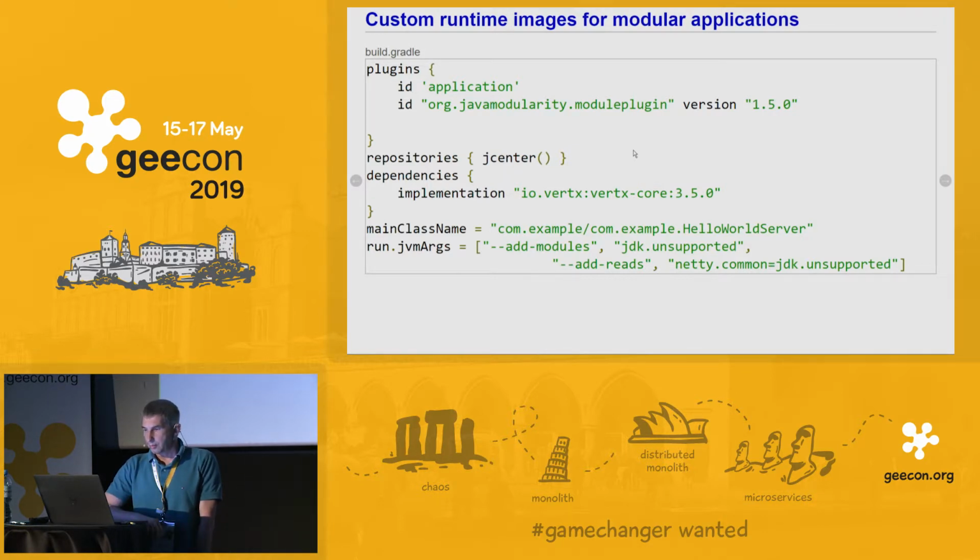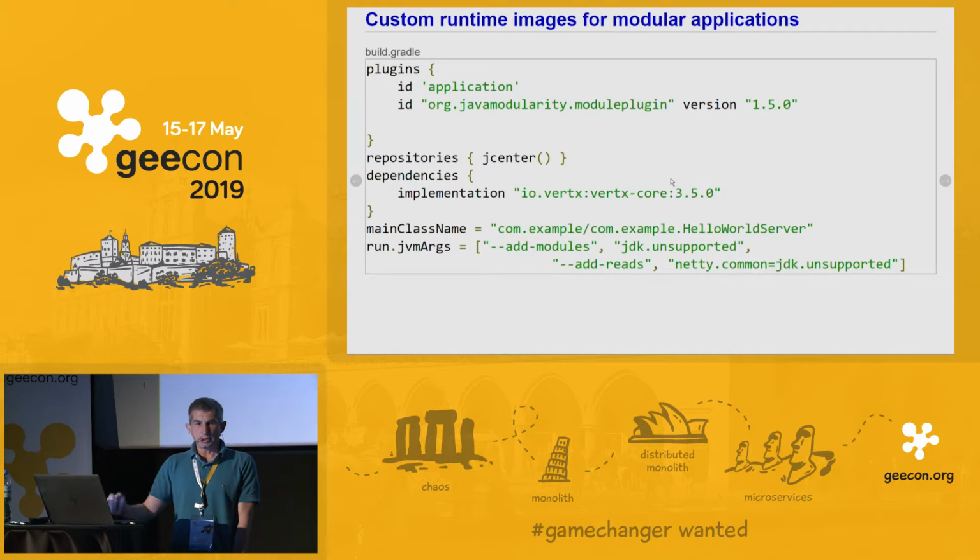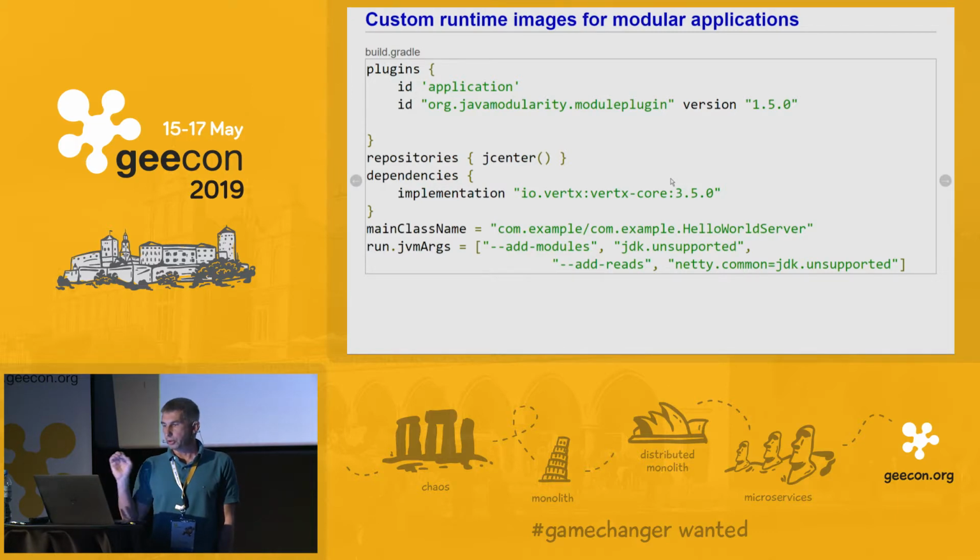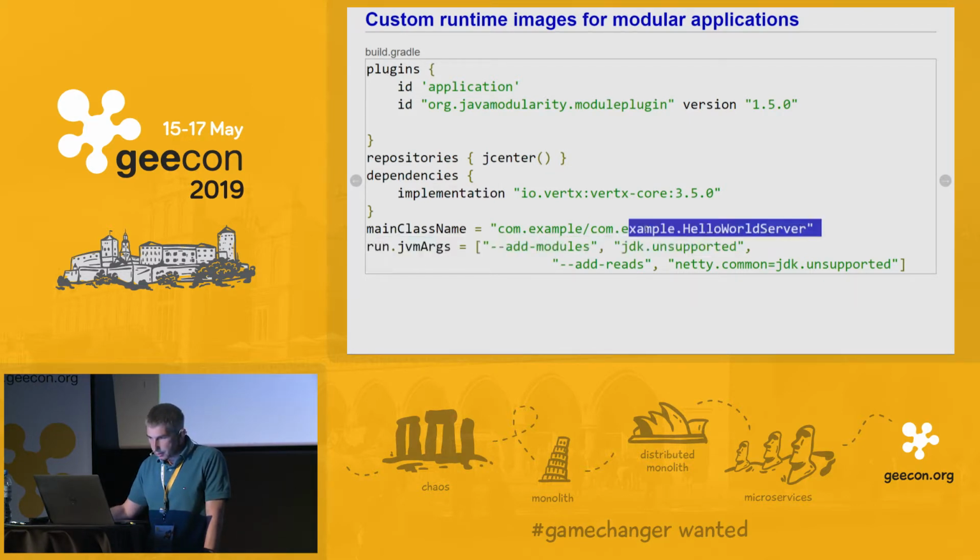We build everything again with Gradle, and this is our Gradle build script. Here we only have this dependency on Vert.x core, but Vert.x core has its own dependencies. So the dependency graph of our application actually has about 20 artifacts, and almost all these artifacts are not modularized. So here is our problem: how to create a custom runtime image for this application which has many non-modularized artifacts. We will see in a moment how to do this, but first let's take a look at these lines here.